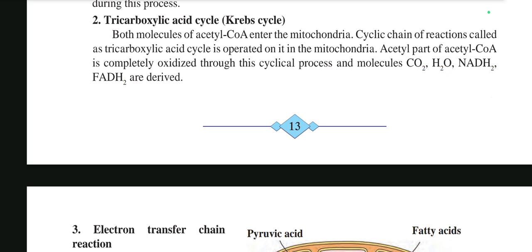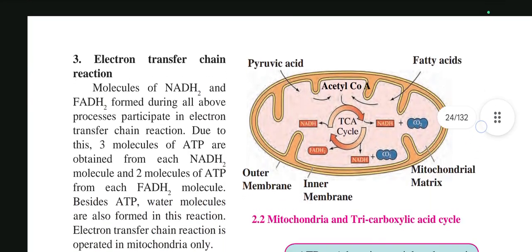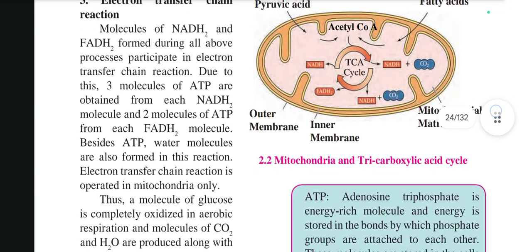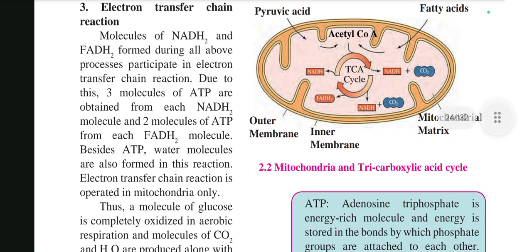Both molecules of acetyl coenzyme A enter the mitochondria. A cyclic chain of reactions called the tricarboxylic acid cycle operates in the mitochondria. Here molecules like CO2, H2, NADH2 and FADH2 are derived, that is, they are synthesized. Then the last stage is the electron transfer chain. On screen you may see the mitochondria, which is known as the powerhouse of the cell. Why? Because whatever energy is provided is provided by the mitochondria, that's why it is called the powerhouse of the cell.